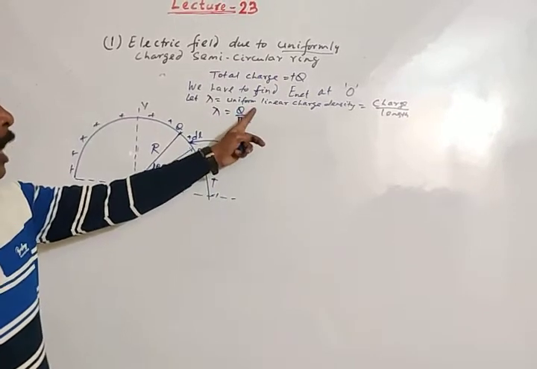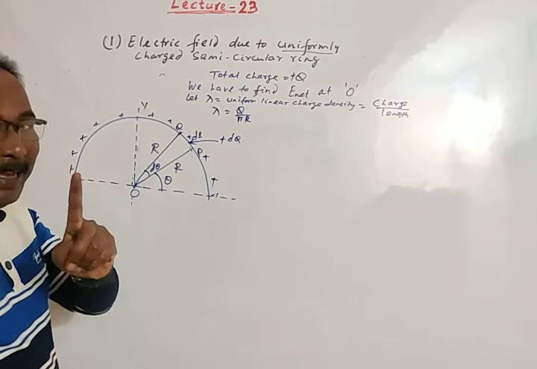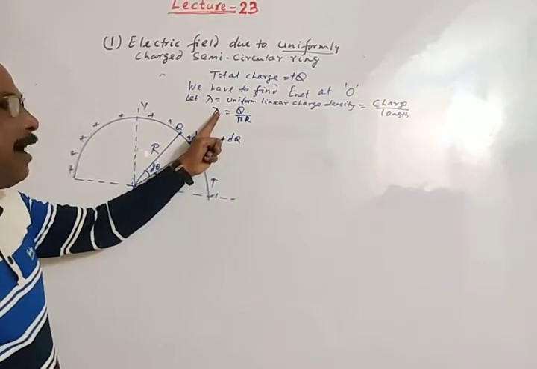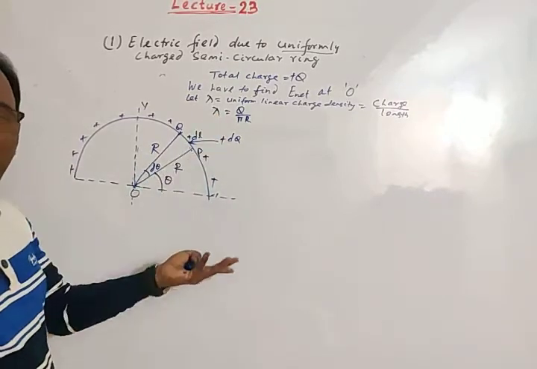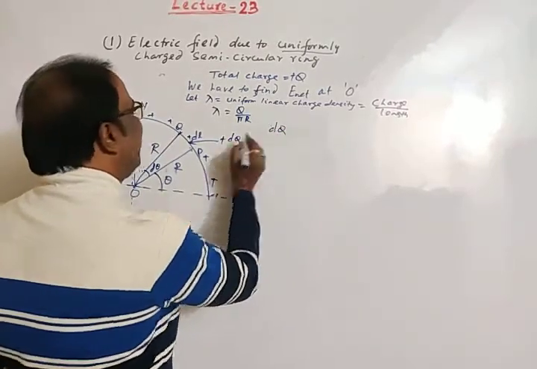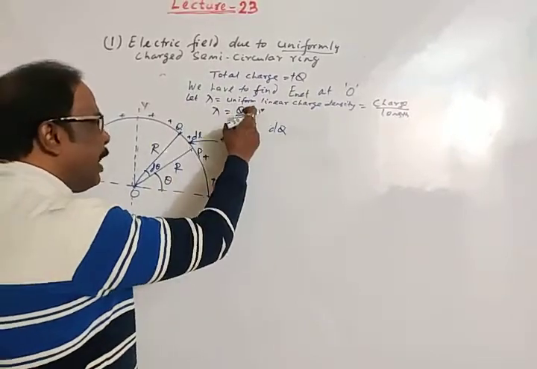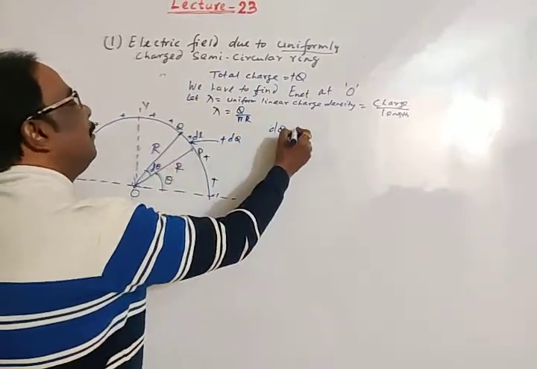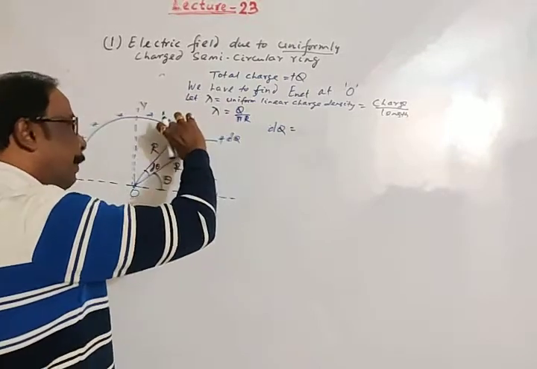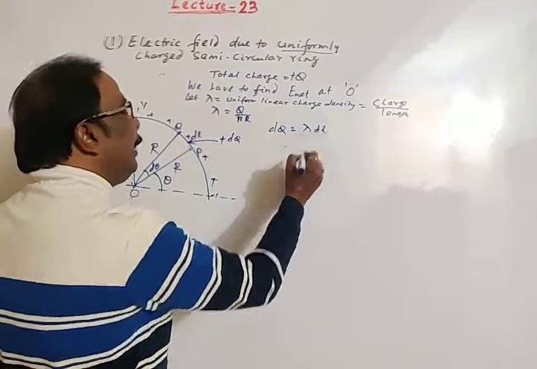Lambda is charge per unit length. Means if length is 1 unit, then charge is lambda. For length dl, charge is dq. Lambda is charge per unit length, then dq is charge of length dl, so dq will be lambda into dl.